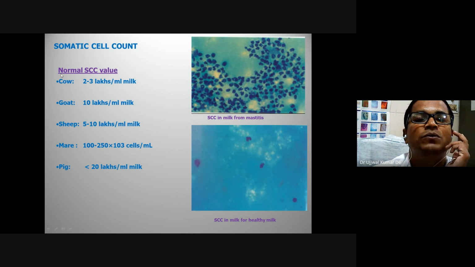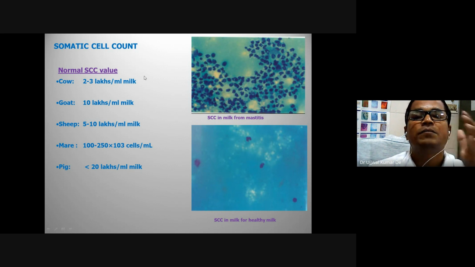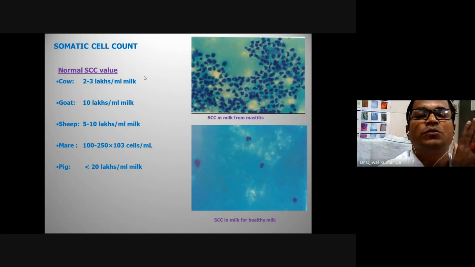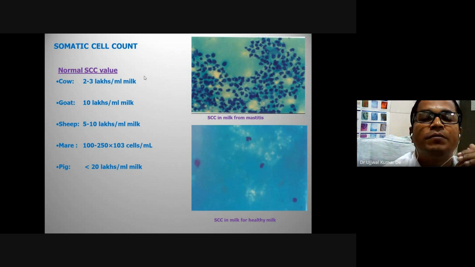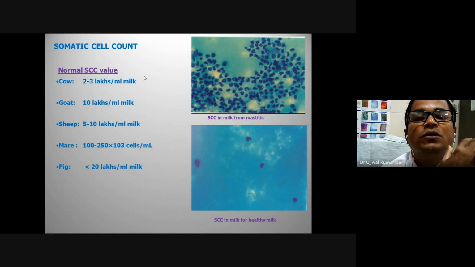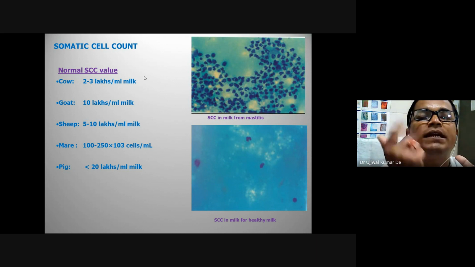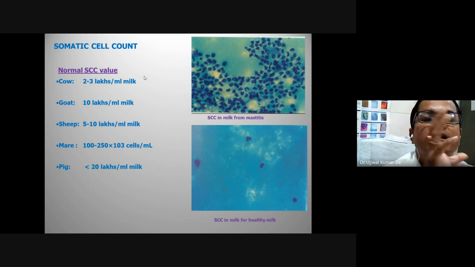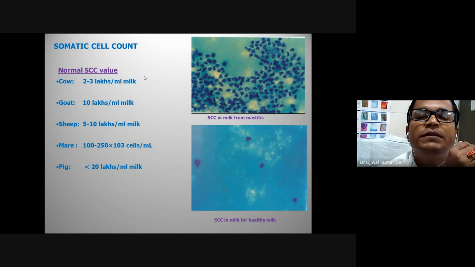In case of cow, 2 to 3 lakh we can consider in our country. But in developed nations where the dairy industry is so much developed, such as European or American dairy houses, they generally maintain up to 1 lakh cells per ml. They are so stringent about udder health. In those countries, if the somatic cell count is high, the price of the milk will be decreased. So this is one of the important criteria for the quality of the milk.